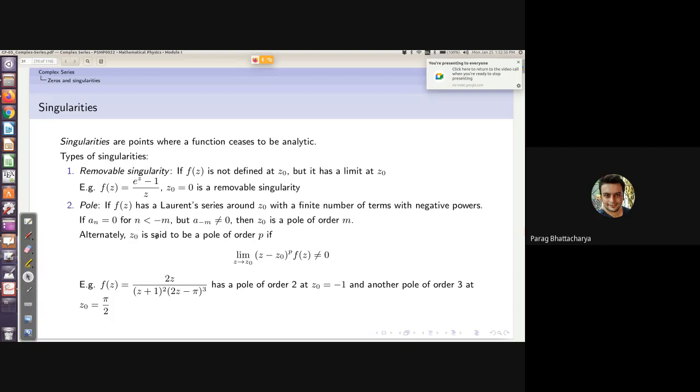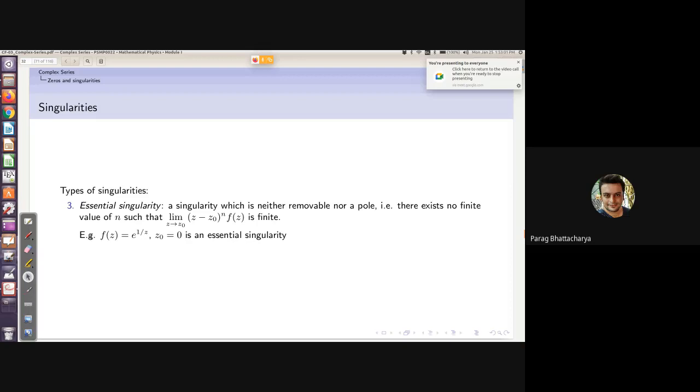Then last we have something called an essential singularity, a singularity which is neither removable nor a pole. That means you cannot get a limit of the function at z equals z naught, nor can you get a finite number of terms. So how do you find whether a singularity is essential or not? Just find the Laurent series expansion. If it has an infinite number of terms with negative powers, then it's an essential singularity.